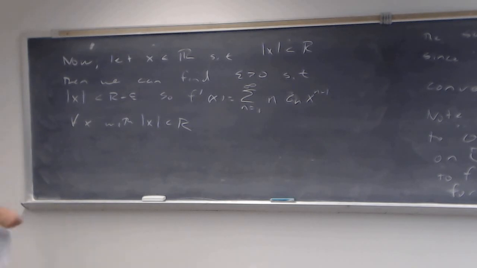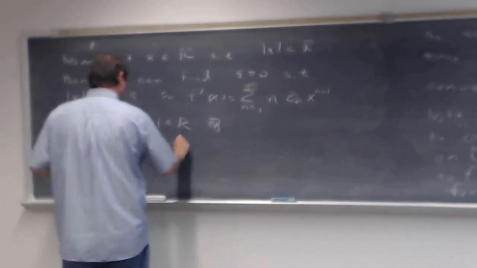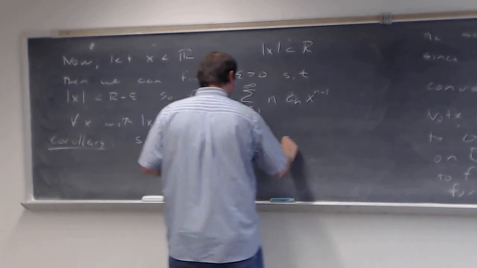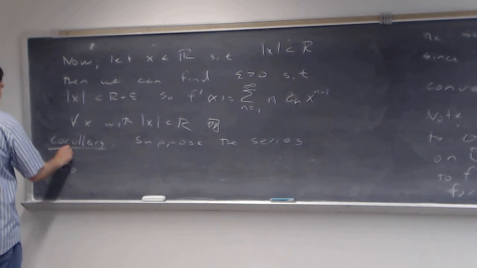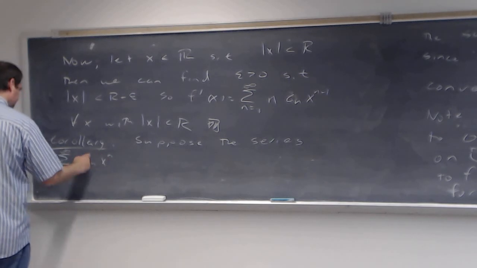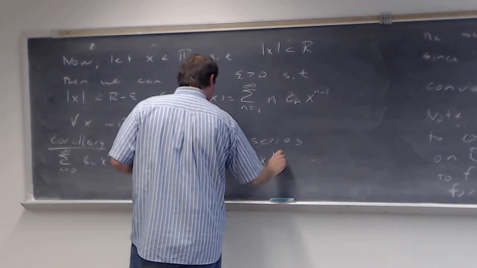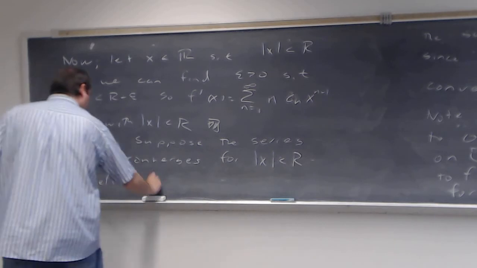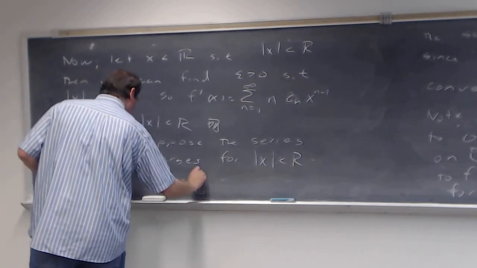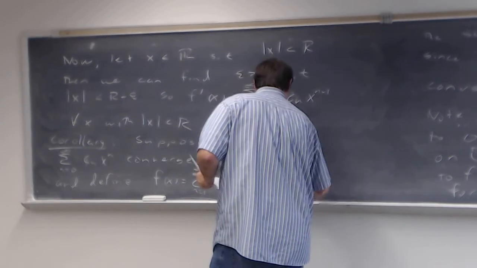Okay, as a corollary, suppose the series, the sum as n runs from 0 to infinity of c sub n x to the n, converges for absolute value of x less than r, and define f of x being equal to the sum as n runs from 0 to infinity of c sub n x to the n for x being in the set of x values.